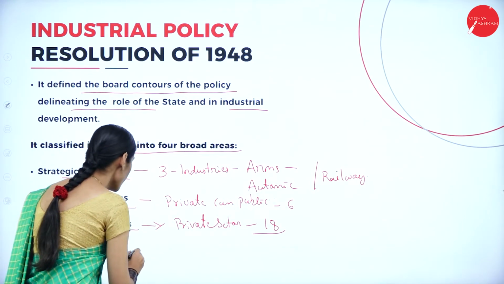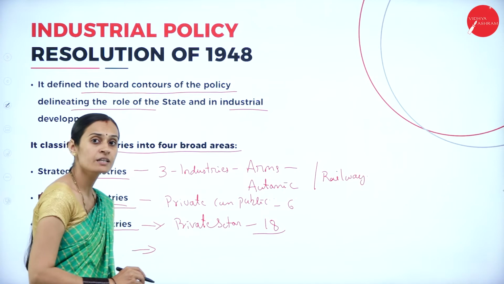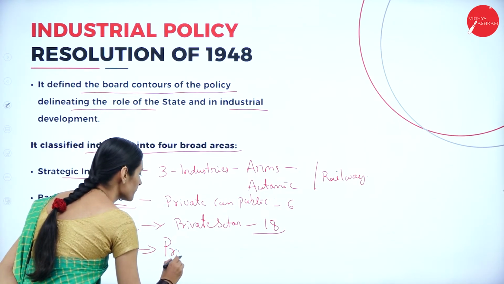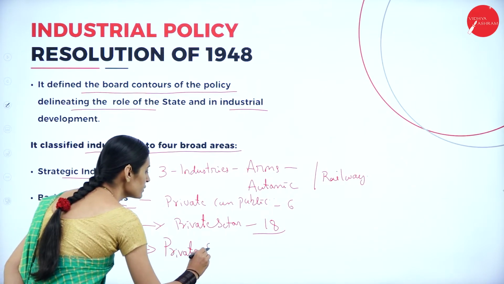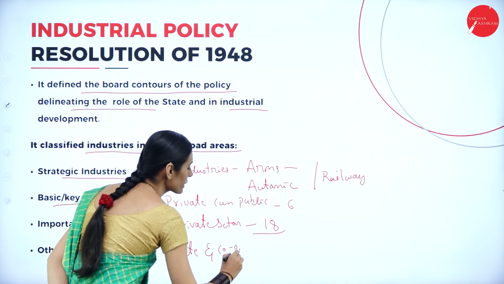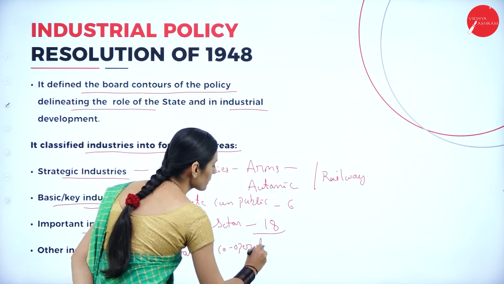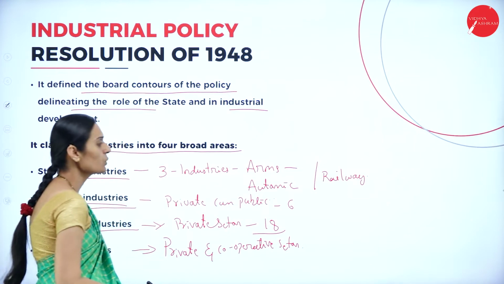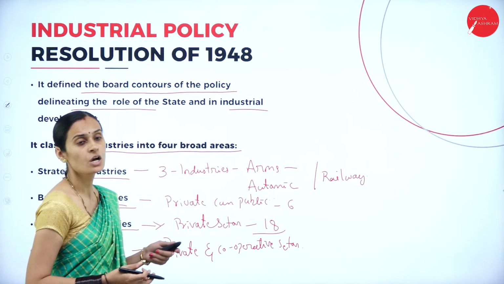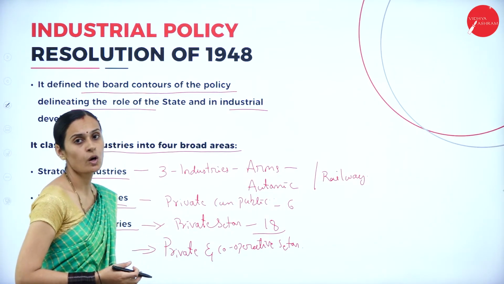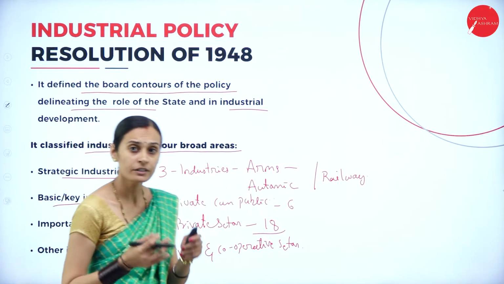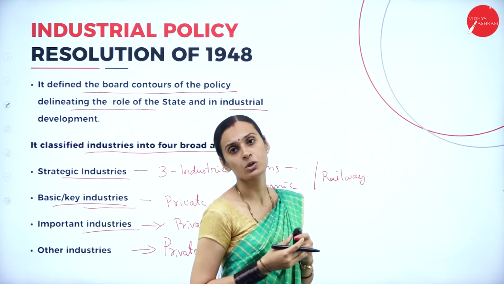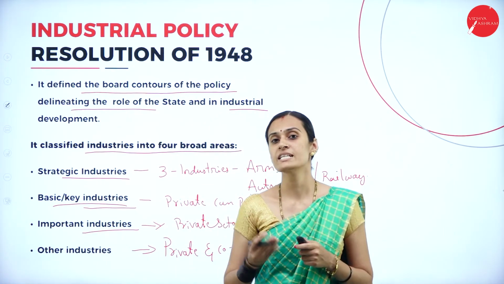And the last one, other industries. So these other industries belong to private and cooperative sectors. Okay, so all the remaining industries are allowed to private and cooperative sectors. Okay, under the 1948 IPR, the Industrial Policy Resolution, there are 4 major classifications.